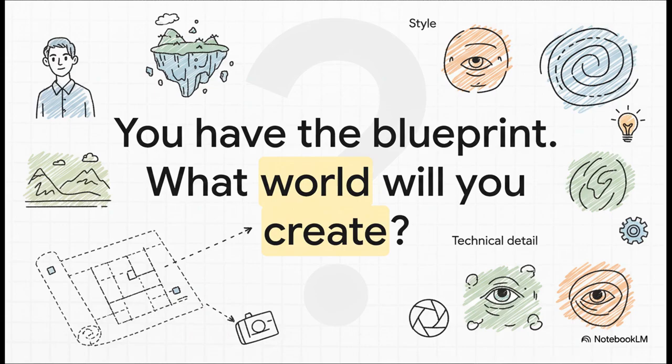So there you have it. The secret to making incredible AI photos isn't luck, it's structure. It's a blueprint made of subject, setting, style, and technical details. And now you have that blueprint. So the only question left is, what world are you going to create first?